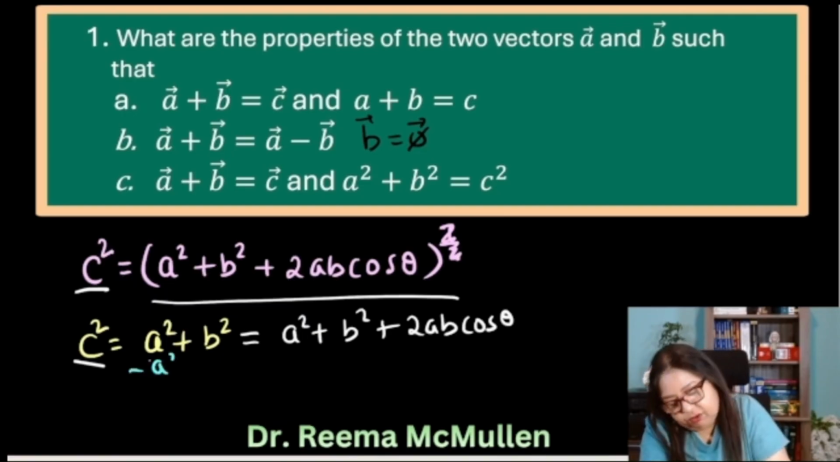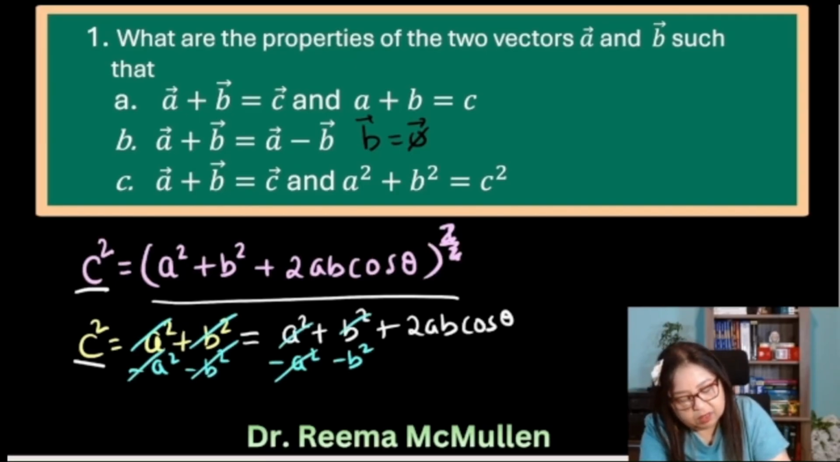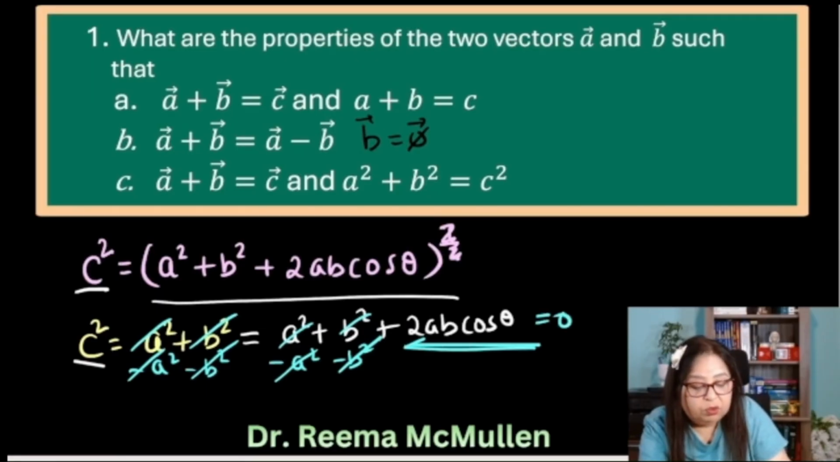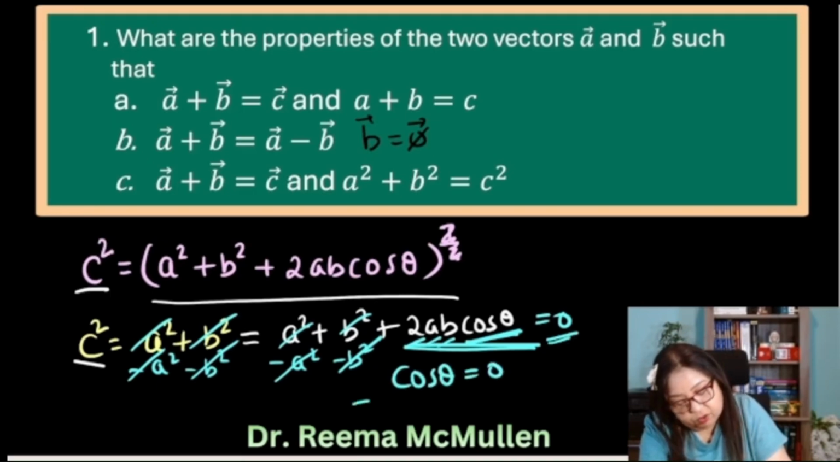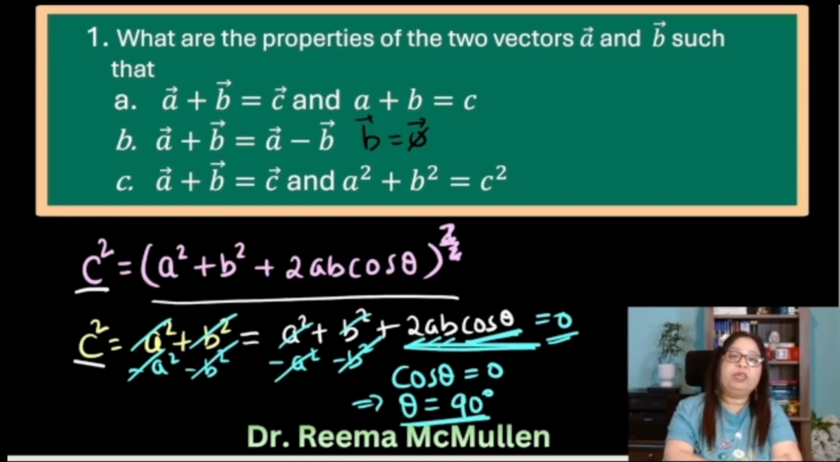Subtract A squared from both sides. Subtract B squared from both sides. So here you go. B squared cancelled. A squared cancelled. Same on the right hand side. What does that give us? That gives us 2ab cosine theta is equal to what? 0. But neither 2 is equal to 0, nor A is equal to 0, nor B is equal to 0. That tells us cosine theta has to be equal to 0. So if cosine theta is equal to 0, theta is equal to 90 degrees. That means when two vectors A and B are at right angle to each other, then A squared plus B squared equals C squared, as we expect from the Pythagorean theorem.